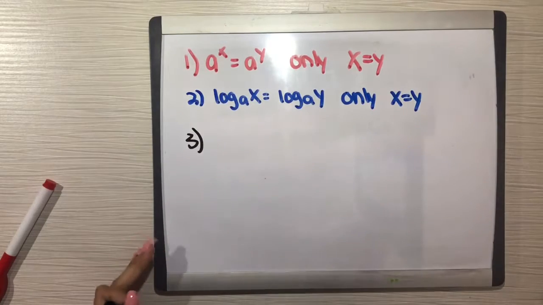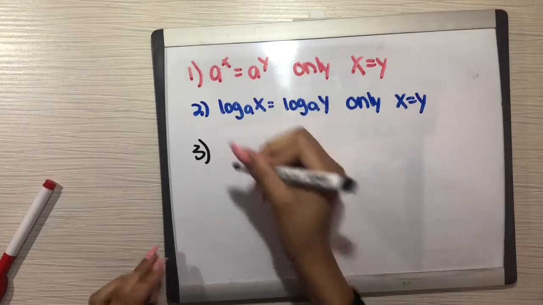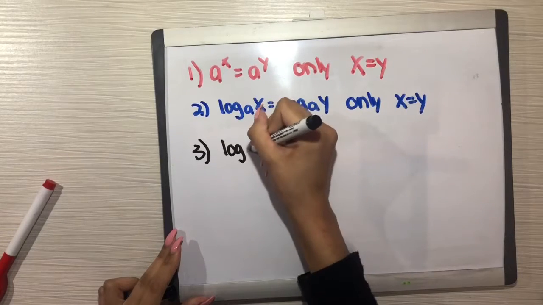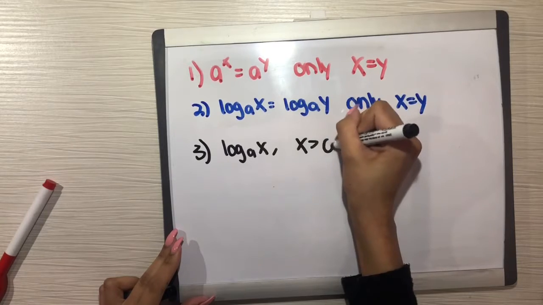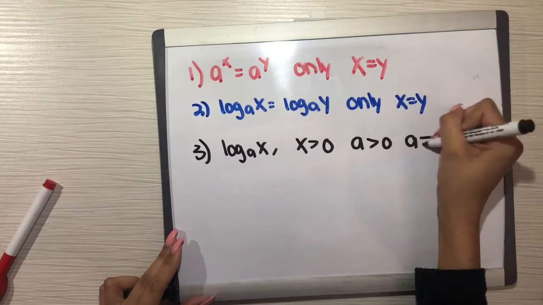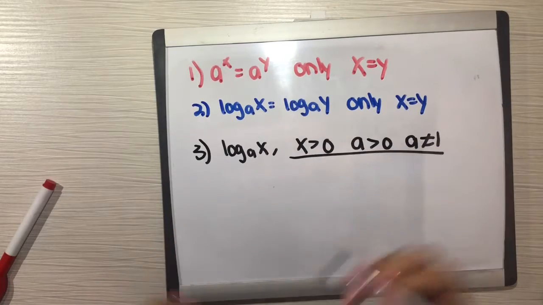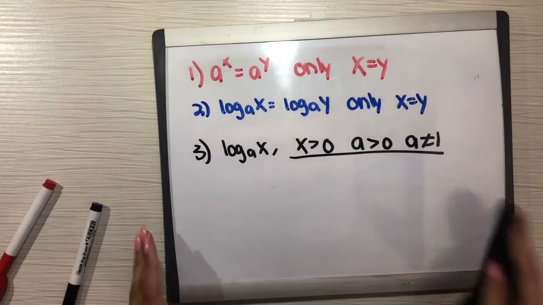Third rule are extraneous roots. You must always check solutions for extraneous roots, and remember that in log base a of x, x is greater than 0, a is greater than 0, and a cannot equal 1. You must also know how to change equations from log to exponential and vice versa.